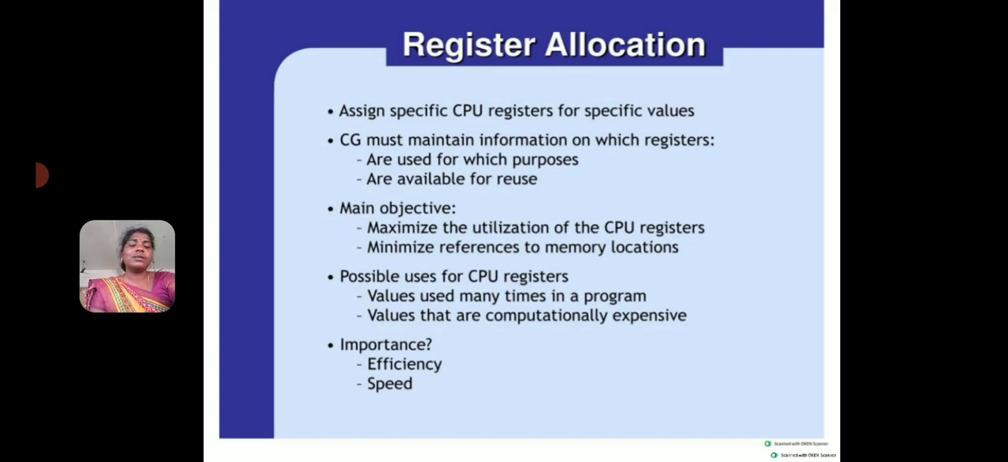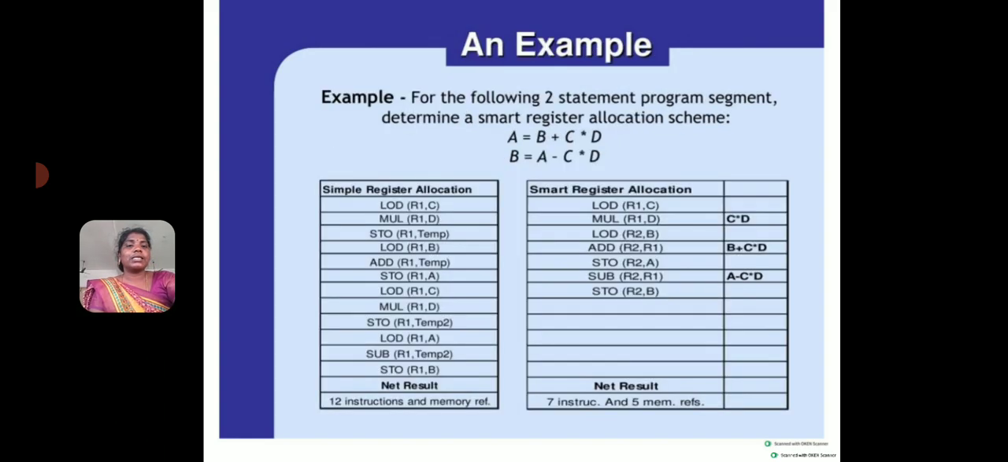Why? What is the importance of register allocation? It is efficiency and speed. Then we have examples of simple register allocation and smart register allocation. The scheme explained here: A equals B plus C asterisk D, and B equals A minus C asterisk D. These are the examples of a two-statement program segment.